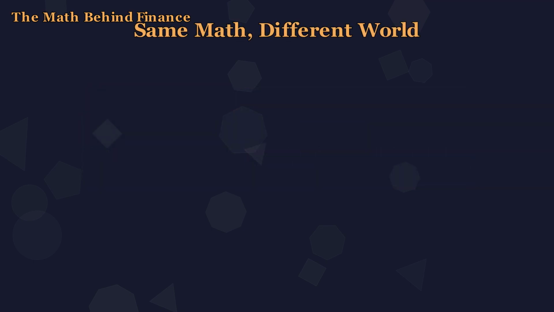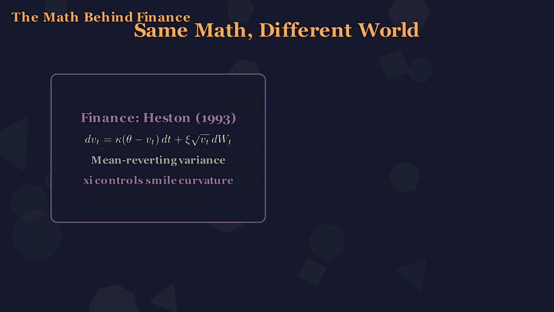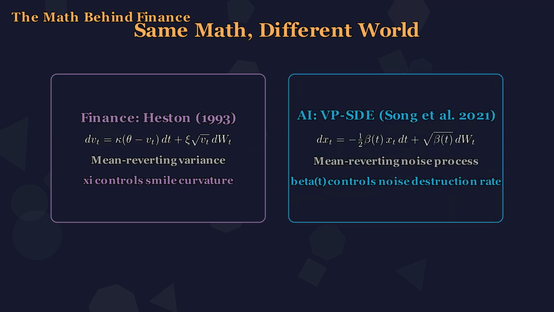Before we move on, let us pause for a moment of mathematical beauty. Look at these 2 equations side by side. On the left, Heston's variance process from finance. The variance mean reverts toward theta, with randomness proportional to the square root of v. On the right, the variance-preserving SDE from Song and colleagues' 2021 paper. This is the equation that drives the noise schedule in Stable Diffusion, the AI model that generates images from text. The structure is identical. Both are mean-reverting noise processes.